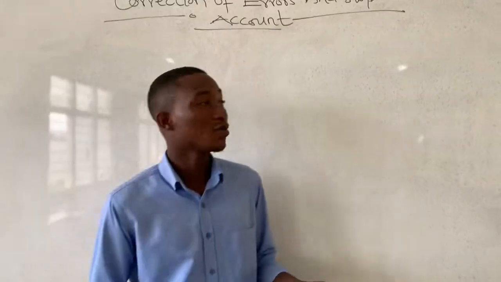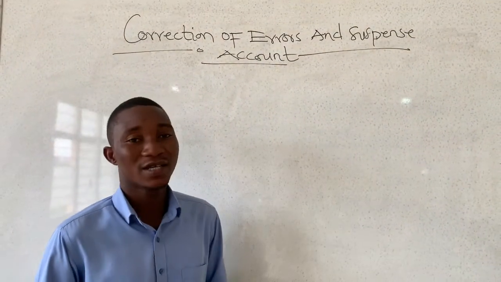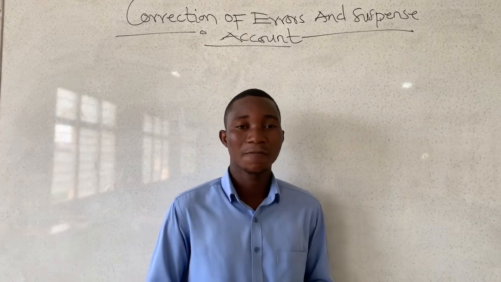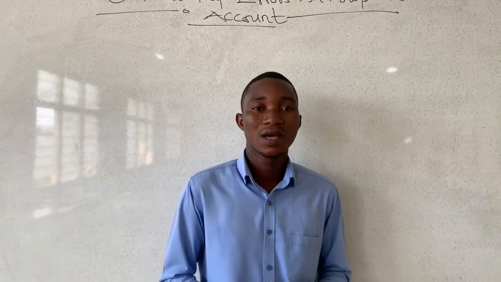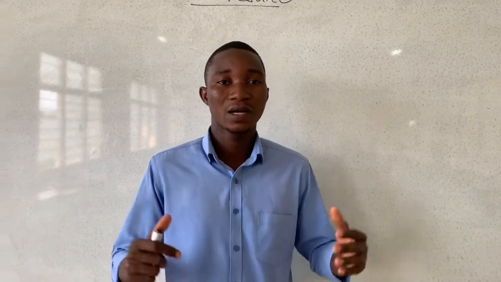Today we are going to look at correction of errors and suspense account. Okay, when we say errors in accounting, what does it mean? Errors in accounting are those mistakes that we made during recording, posting, casting and summarizing financial transactions. That is either a misstatement, wrong entry or an omission.